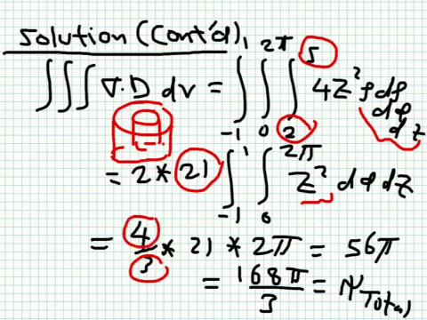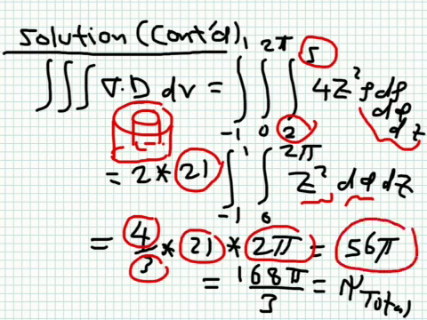Now the integral of d phi will give us phi. You put upper limit minus lower limit, so this will give you 2 pi here. If you simplify all this, 3 will cancel with 21, so you get 7. 7 by 4, 28 by 2, so this will give you 56 pi. And 56 pi, by the way, is equivalent to 168 pi over 3. When I got this initial result I did not simplify. So this is equivalent to the total flux.